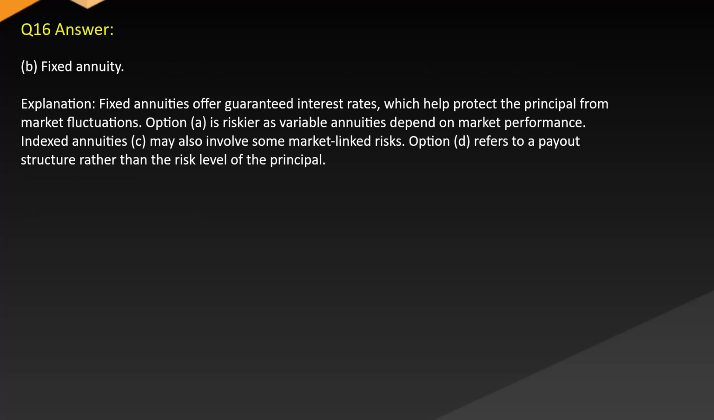Answer: B. Fixed annuity. Explanation: fixed annuities offer guaranteed interest rates which help protect the principal from market fluctuations. Option A is riskier as variable annuities depend on market performance. Indexed annuities, C, may also involve some market-linked risks. Option D refers to a payout structure rather than the risk level of the principal.